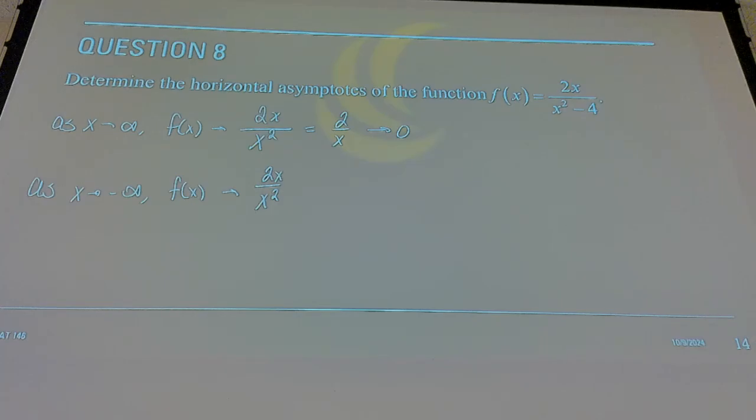Same argument. You have a very large number in the negative direction. 2x still behaves as 2x. X squared minus 4 would now behave as x squared, which is 2 over x. How's that going to behave?